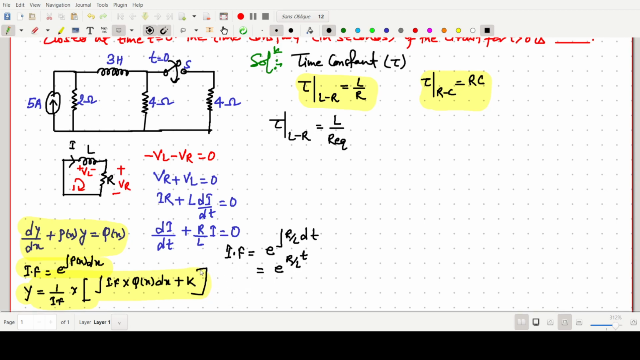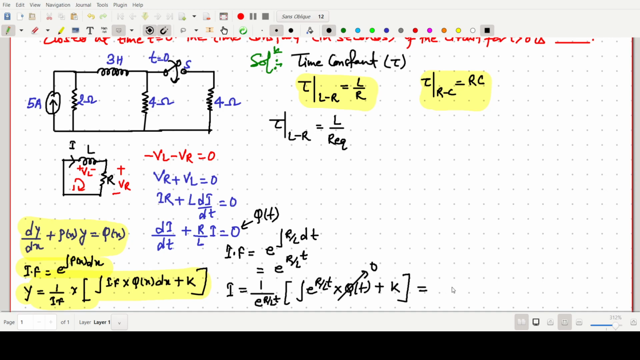So here what we can write, simple mathematics is there. The current value I equals 1 by the integrating factor, 1 by e to the power R by L t, times the integration of the integrating factor, again e to the power R by L t, into Q(t). So here this one is our Q(t). Q(t) is 0 plus some constant value.